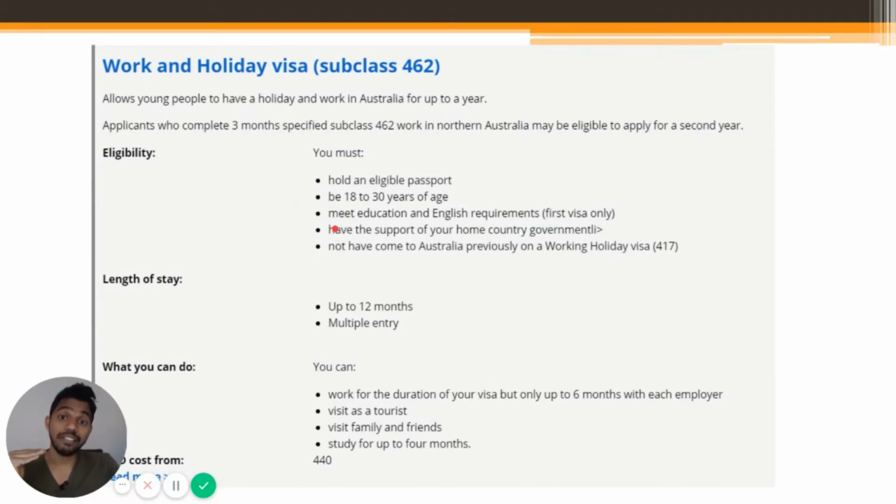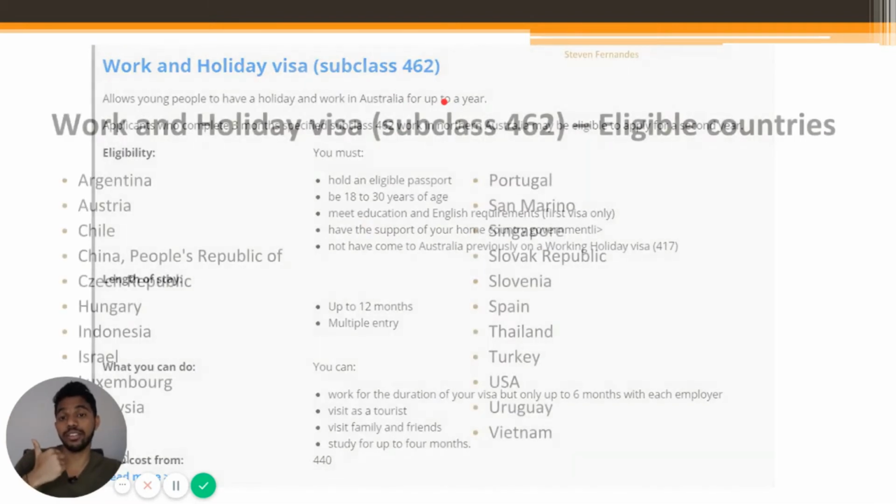You need to meet education and English requirements for the visa. You may need to take an English test, and you need to have a certain level of education to apply for this visa. You also need to have the support of your home country government. Usually what that entails is having a letter from the embassy or the concerned department in your government stating that this person is good to travel to Australia and work and live there for a year. All right. So those are the two main additional requirements for the 462 visa compared to the 417 visa, and the list of countries is this.